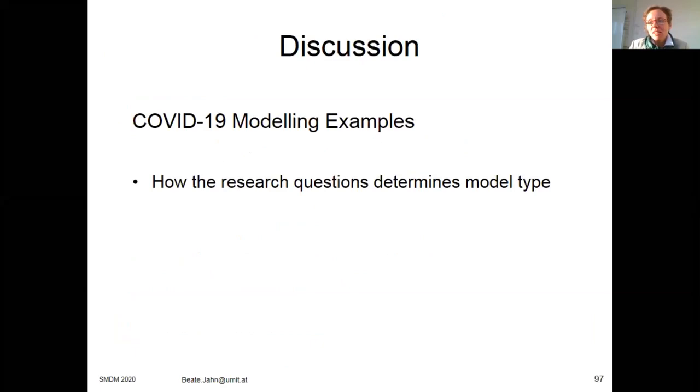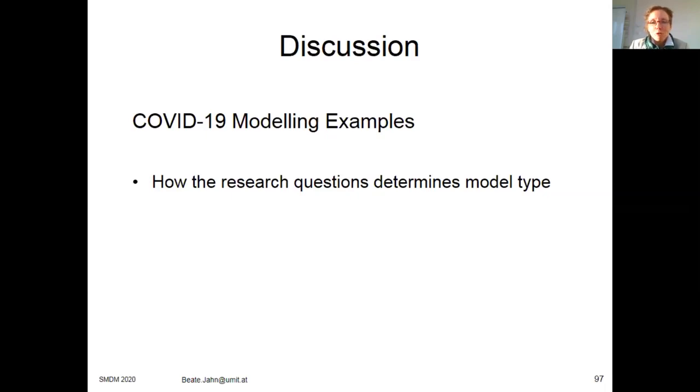Otherwise, I will just continue in order to foster further discussions, because often we get the question, how do I decide which modeling approach to use? And the general answer is, well, it depends on your research question. Since we are all living now in this pandemic situation, I thought we could give you some examples that even in the field of modeling COVID, we see different modeling approaches that are appropriate for certain research questions.